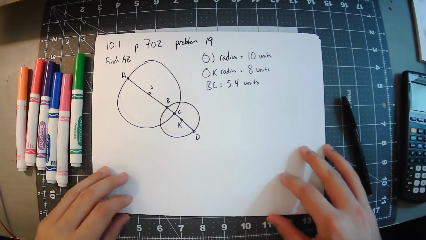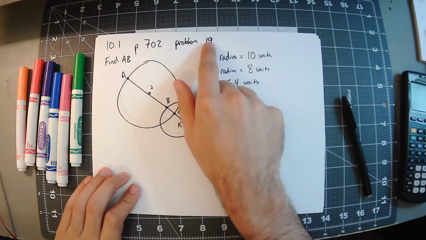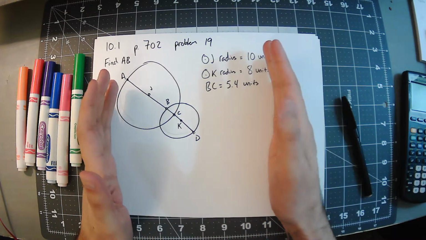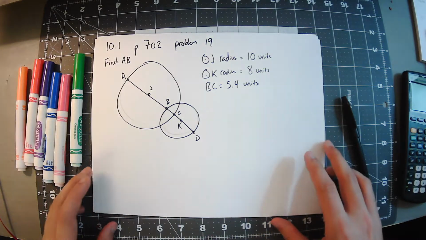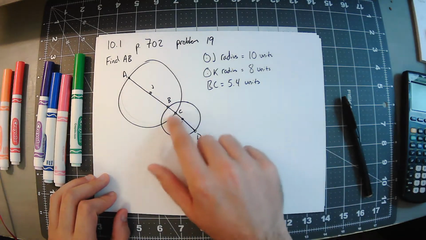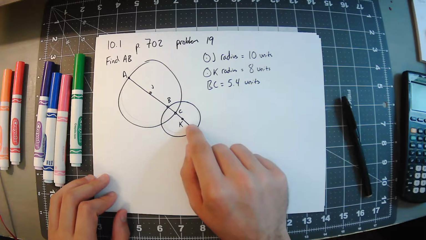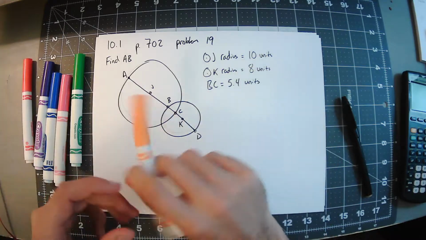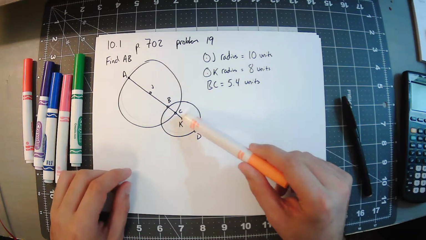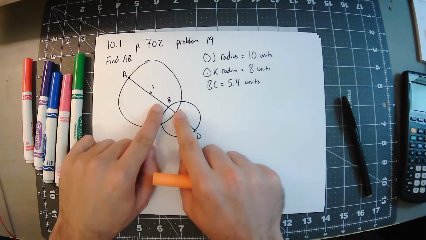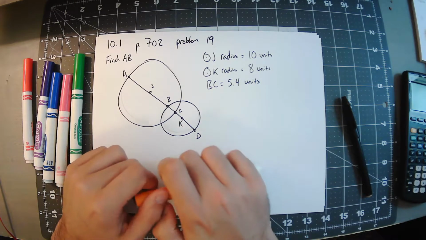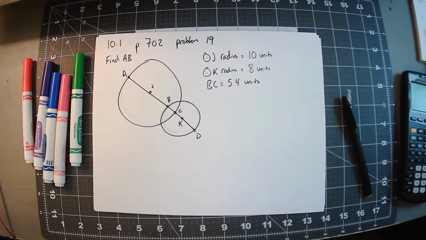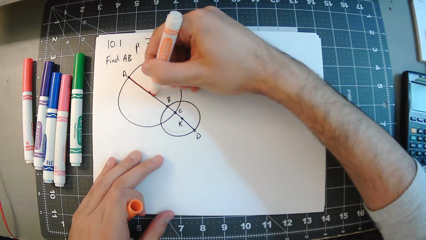So this is our first problem. It comes from 10.1, page 702, problem 19. Everything on here is in the instructions, and then we'll do our work over here. We have these two circles, circle J and circle K. Circle J has a radius of 10 units. It's important they're giving us the radius. And circle K has a radius of 8 units. And we're told BC, this little gap right here, is 5.4. And the question tells us to find AB. That is from here to here.